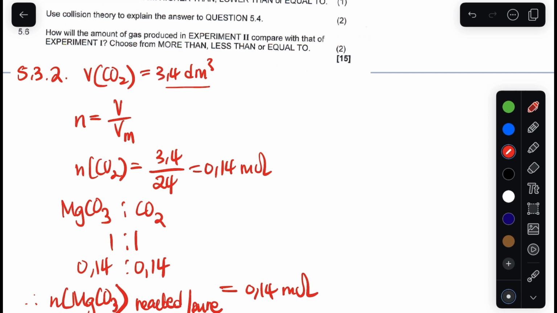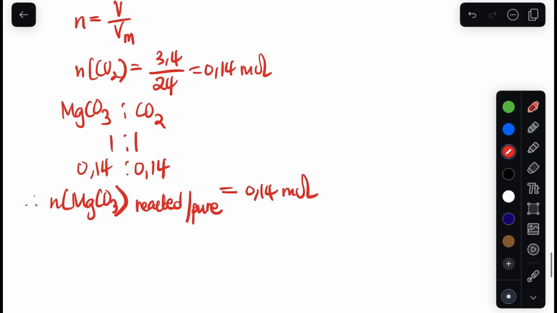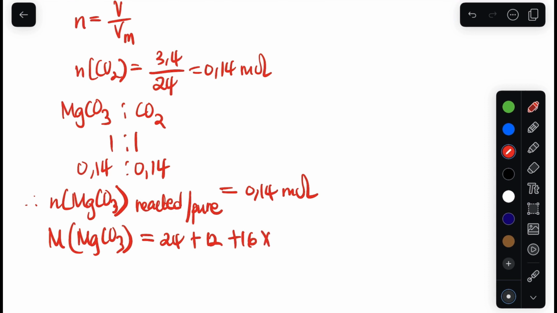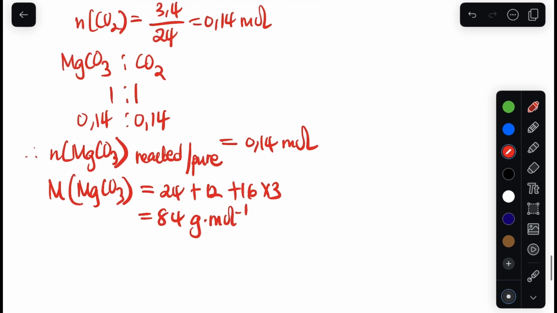So we have to change this into mass. But before we do that, let's first get the molar mass of magnesium carbonate. The molar mass of magnesium carbonate is 24 for magnesium, 12 for carbon and 16 for oxygen, but there are 3 oxygen. It's going to be 84 grams per mole. So now what are we going to do? We're going to change the number of moles into mass. Number of moles is equal to mass over molar mass.